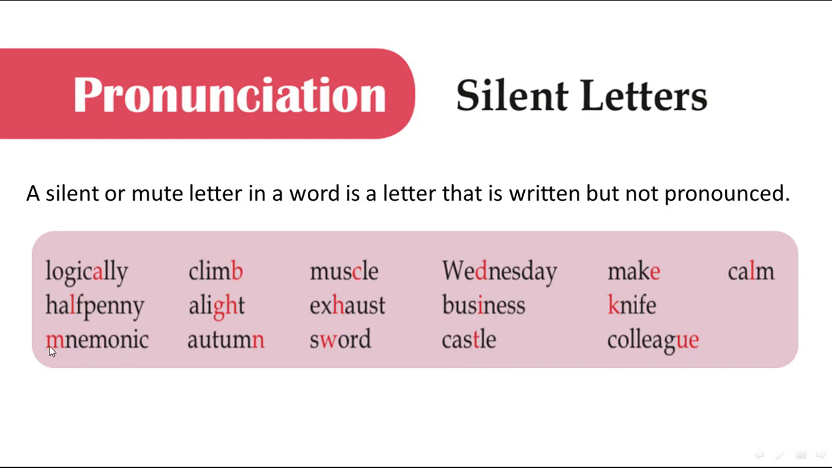Mnemonic, not mnemonic. You can notice it is very difficult to pronounce the M letter here, especially in this word. Autumn, autumn, not autumn. Sword, not sword. Castle, not castle. And colleague, not colleague.